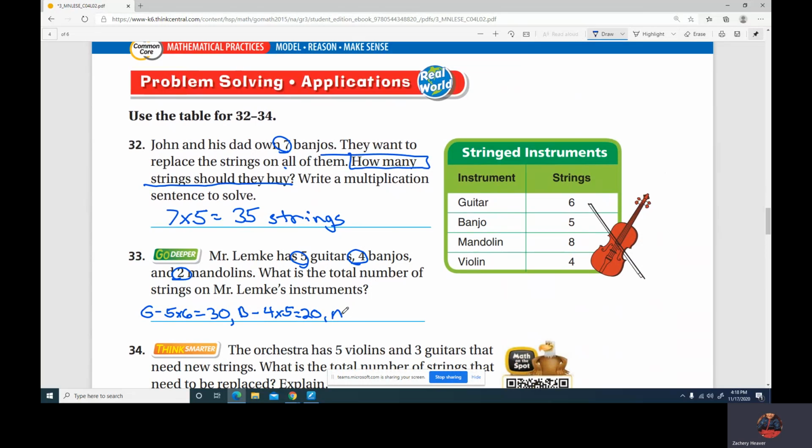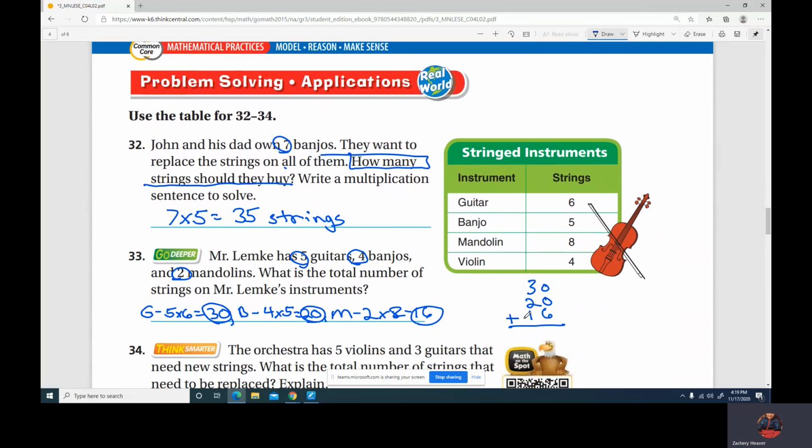Lastly, his mandolins. I'm going to put an M for mandolin. He has 2 mandolins with 8 strings on each. And if I skip count 8 2 times, we're going to get 16. So we're going to take all these numbers. Guitar has 30 strings. Banjo has 20, and mandolin has 16. We're going to take 30, 20, and 16.